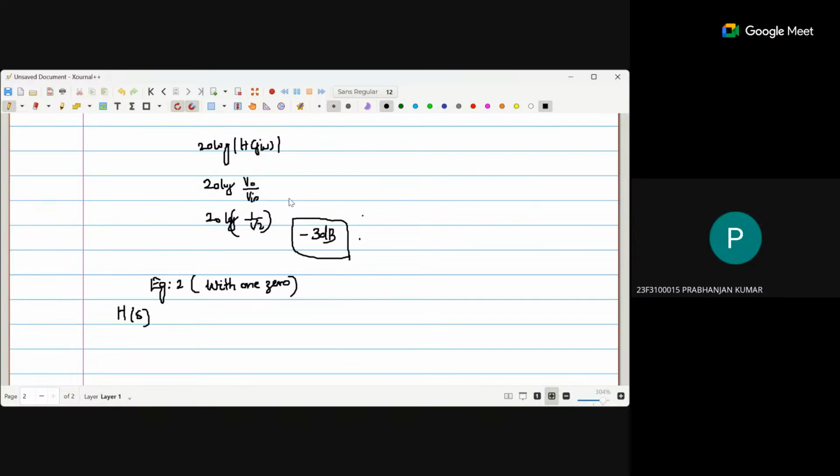So H of S with a single zero. I think in your engineering mathematics you would also have learned poles and zeros, finding poles and zeros, and then pole zero cancellation, all those things. This is a vast area where you have to analyze and understand so many things. Only the key things have been discussed so far through this course.